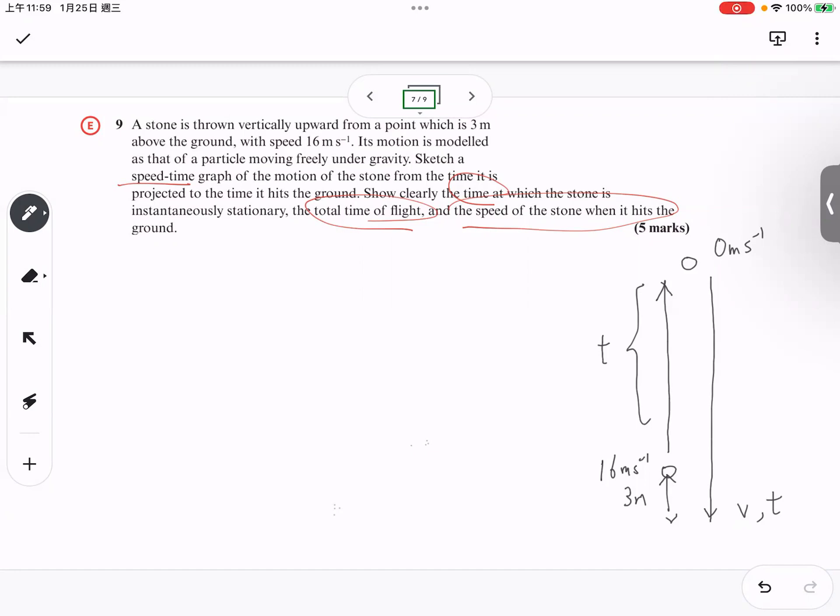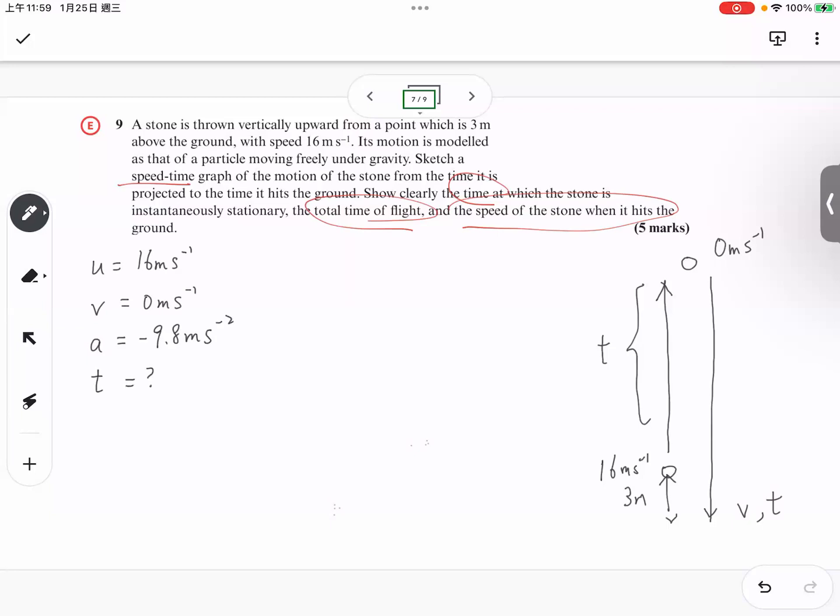So if you are going to do it, please pause the video now. Okay, now we will continue our topic. Now, first of all, I want to find the time t when it reached the maximum height. First of all, we have u is equal to 16 meters per second. We have v is equal to 0 meters per second. And we know that the a this time is negative 9.8 meters per square second. And we are going to find the t.